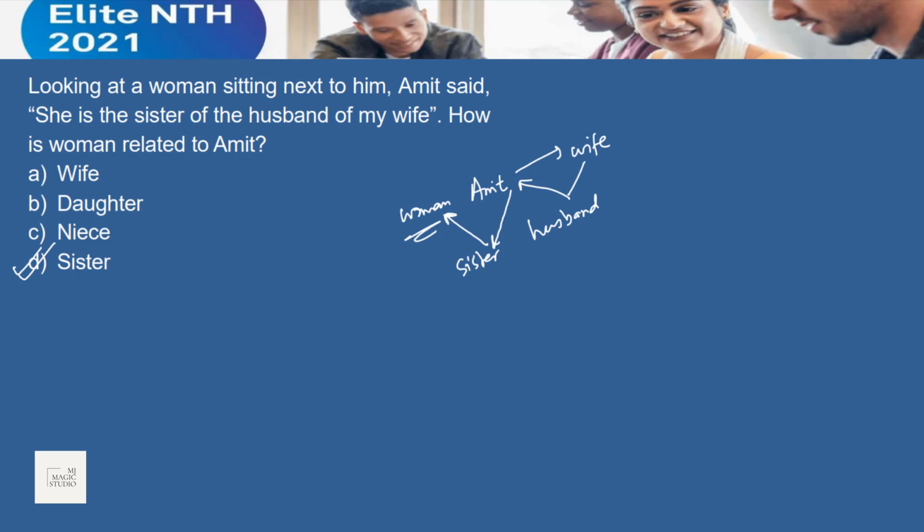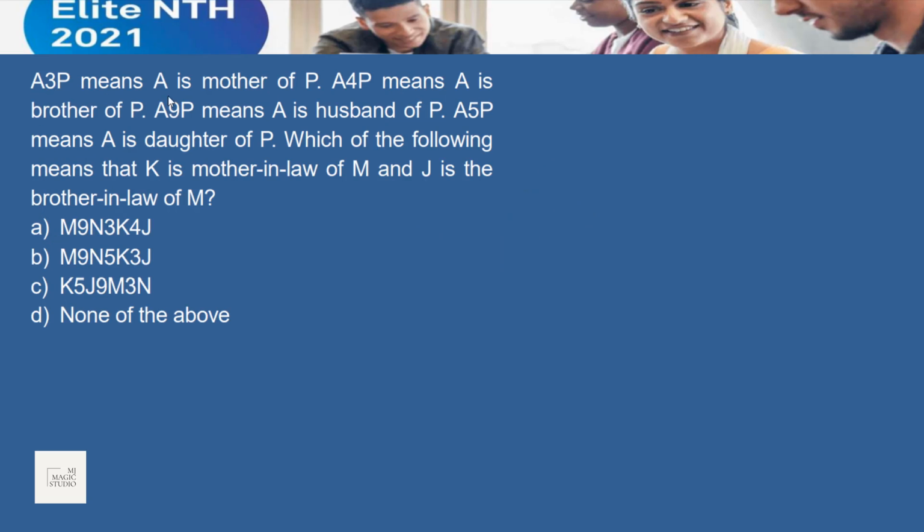She is his sister. A3P means A is mother of P. In these kinds of questions, I think it's best to write the code. 3 is mother, 4 brother, 9 husband, and 5 means daughter.